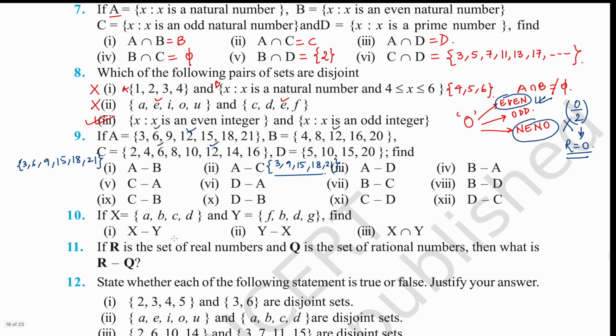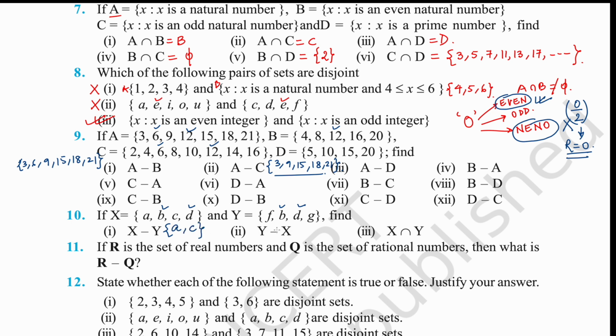Similarly, if you want to find for these two sets, x minus y. So let's find which are the elements common between the two. You have b common between the two, then you also have d common between the two. So when you find x minus y, you have to consider the elements of x and remove the common elements. So you'll have only a and c as your answer.